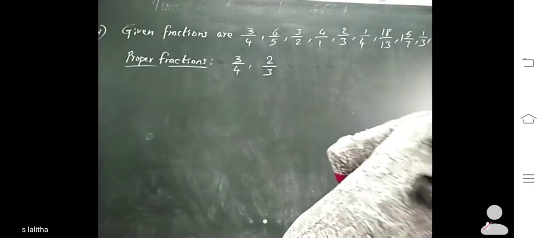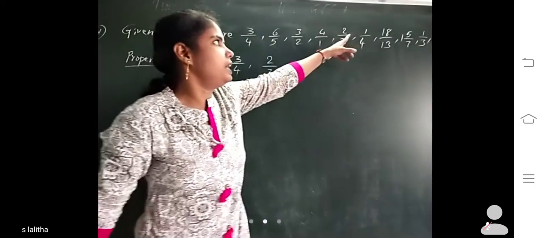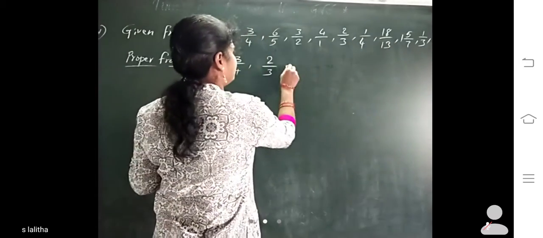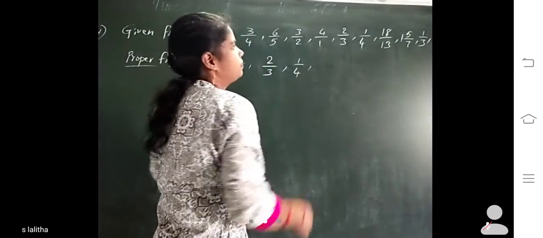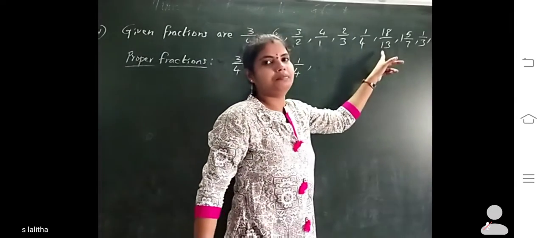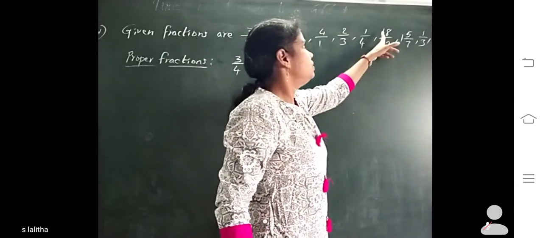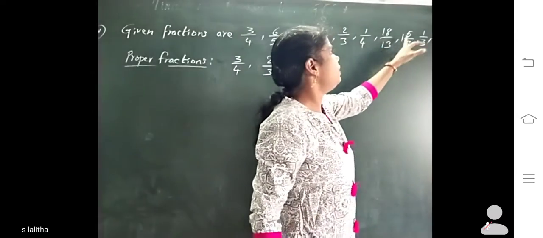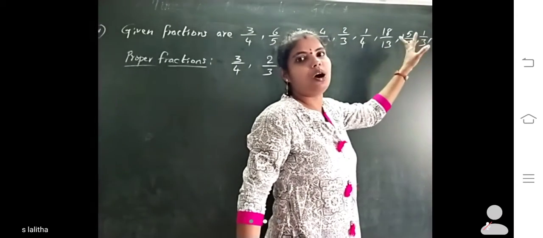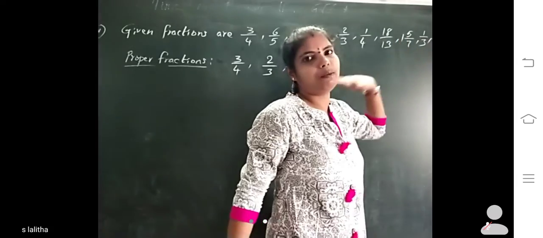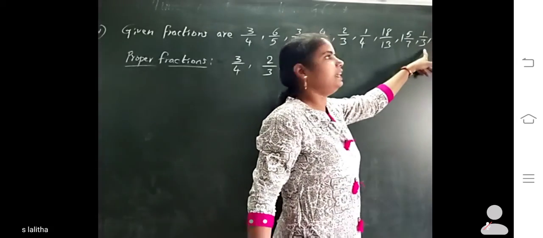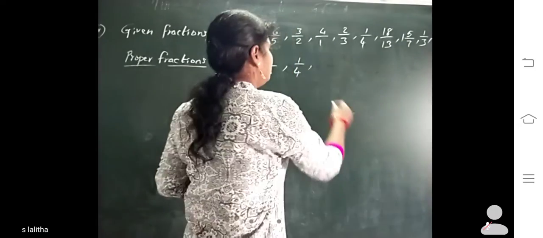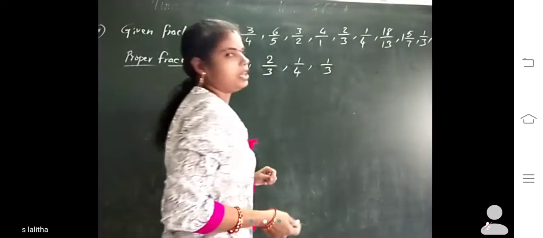Next, 1 by 4. It is a proper fraction, right? 1 is the numerator, and the numerator is less than the denominator, so it is proper. 18 by 13: the numerator is greater than the denominator, so it is not proper. 1 5 by 7 is a combination of a whole number and a proper fraction, so it is not a proper fraction. And 1 by 3: the numerator is less than the denominator, so it is proper.